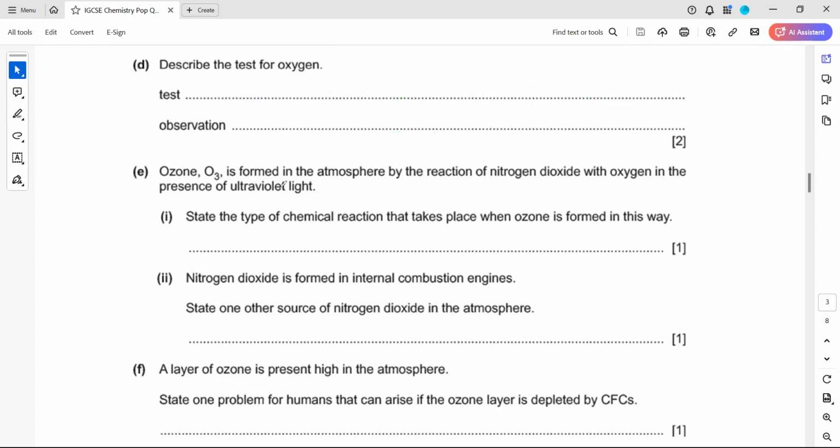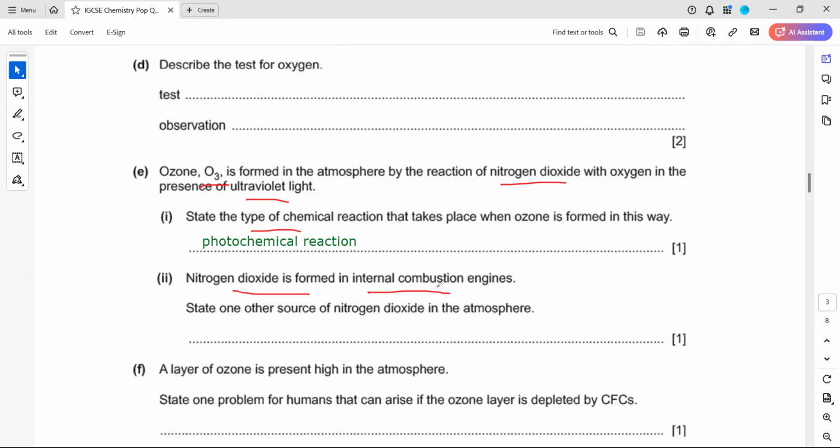Ozone, which is O3, is formed in the upper atmosphere by the reaction of nitrogen dioxide with oxygen in the presence of UV. State the type of chemical reaction that takes place when ozone is formed in this way. So when ozone is formed, what do we call this? That's right, photochemical reaction, because any reaction which occurs due to light, we call a photochemical reaction.